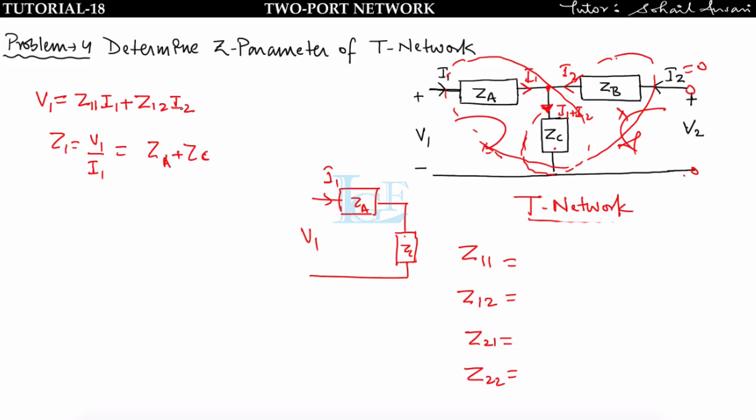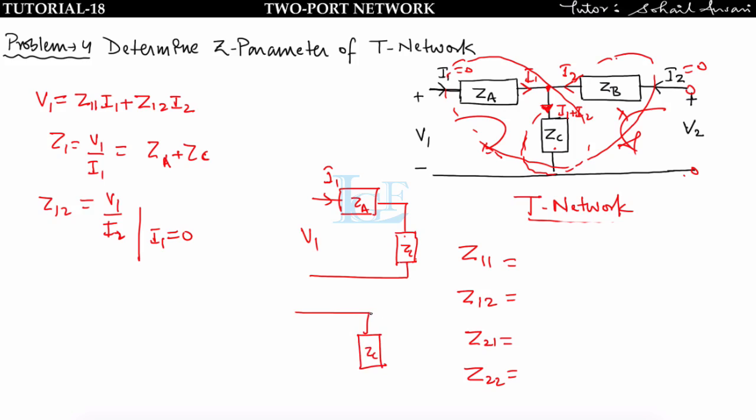Like if you want to find Z12, Z12 is nothing but V1 upon I2 when I1 is equal to 0. If I put I1 equal to 0, then Z12 is equal to V1 upon I2. Put I1 equal to 0 here. Now find Z12, that is equal to V1 upon I2. I2 is flowing, and the circuit will look like this. Since I1 is 0, I am not considering any drop here.